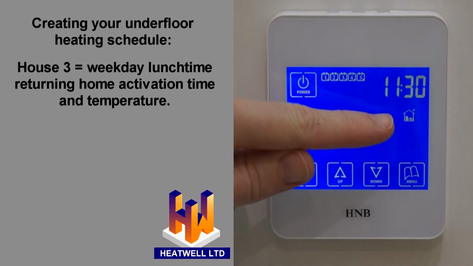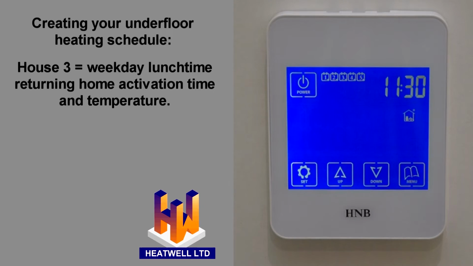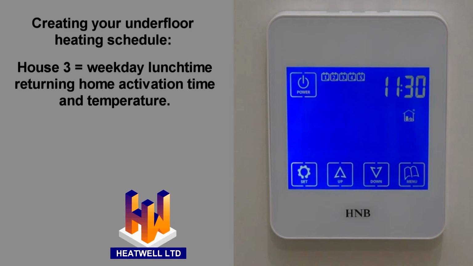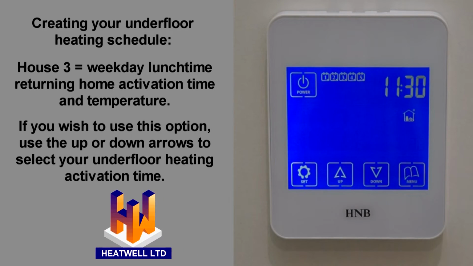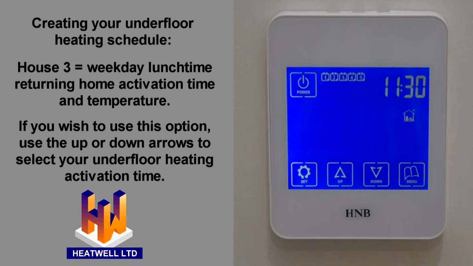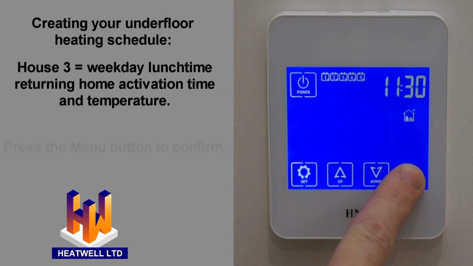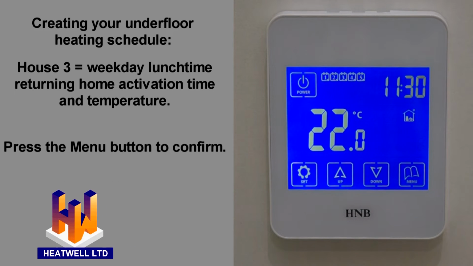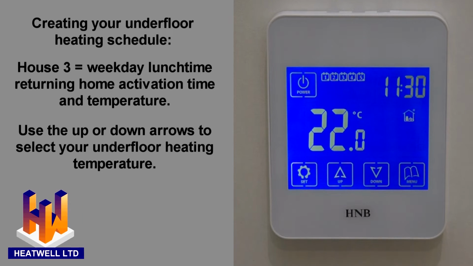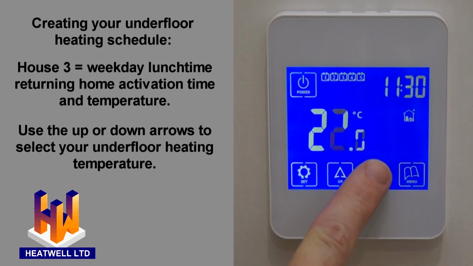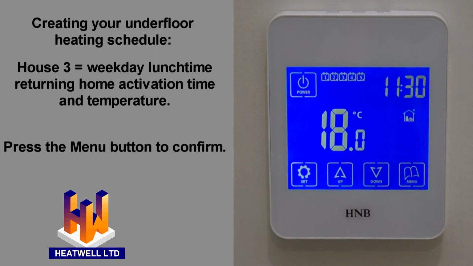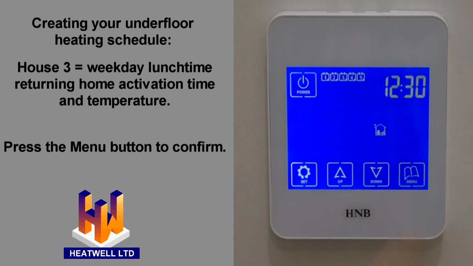The third house symbol will be displayed. This is an optional activation time and temperature for returning home for lunch each weekday. In this case, we won't be returning home in the late morning, so we'll leave it at its default time of 11:30, and then press the menu button, and then we'll set the temperature down to the same as the leaving home temperature, 18 degrees. Then press the menu button to confirm and move on to the next time and temperature.